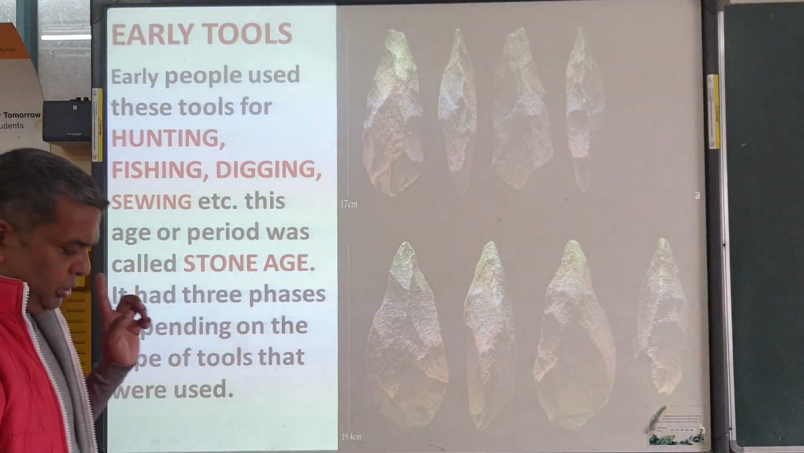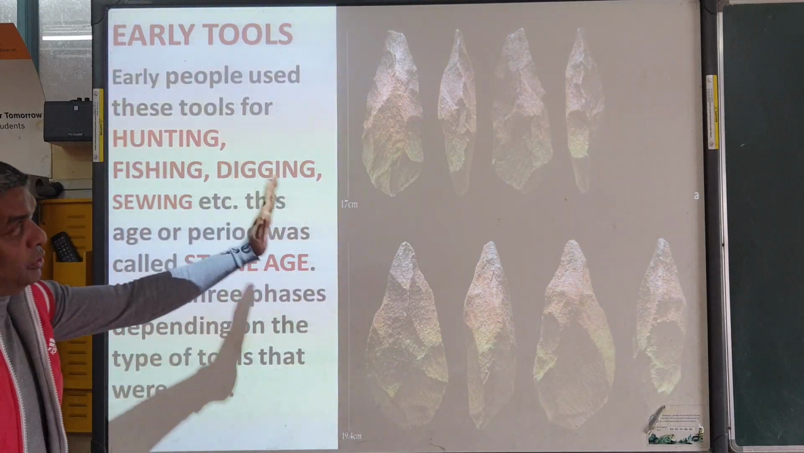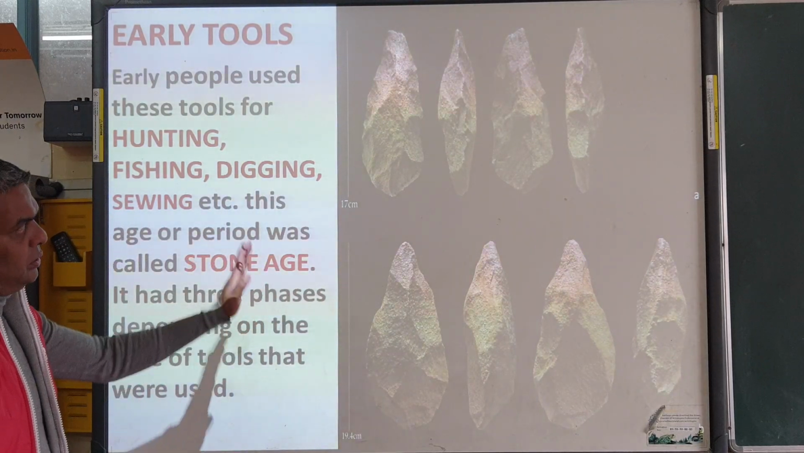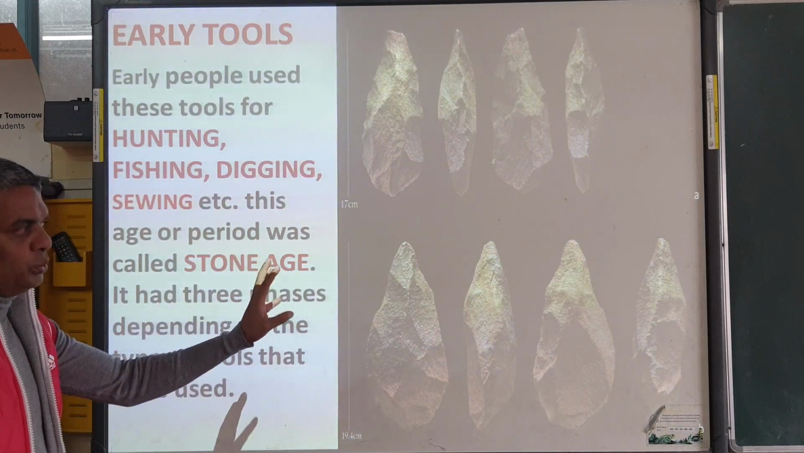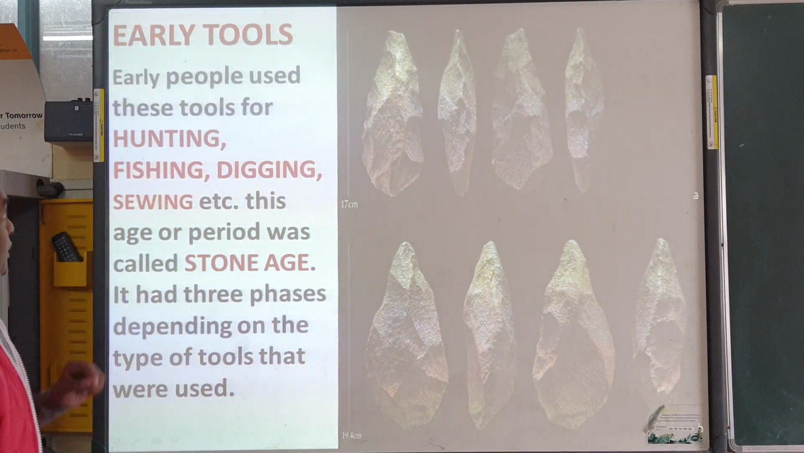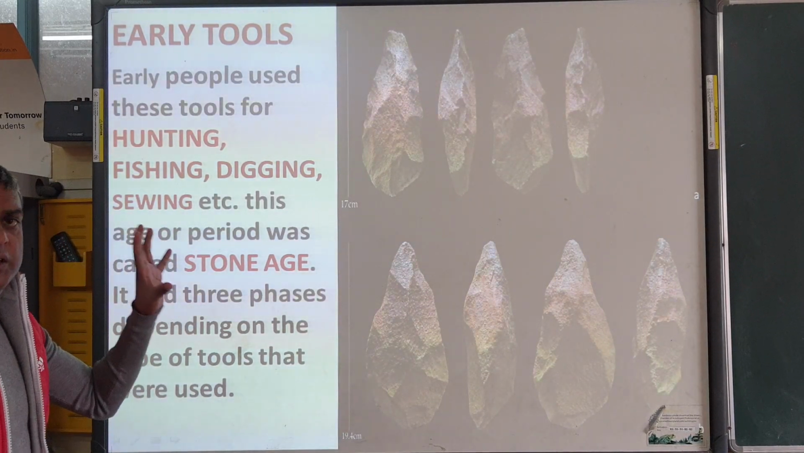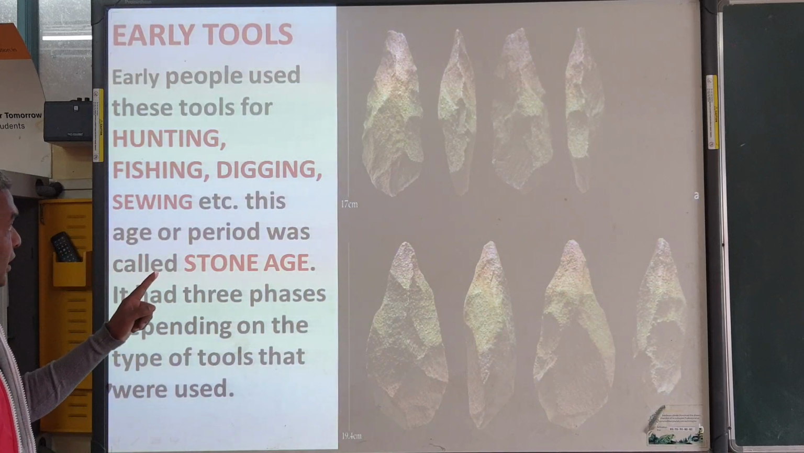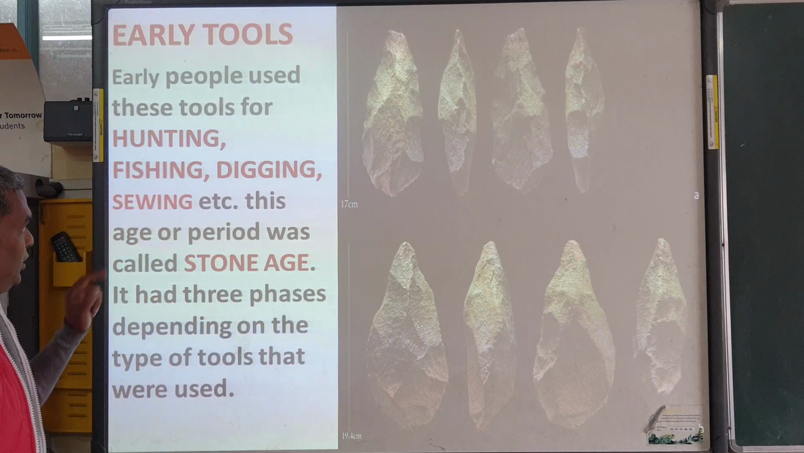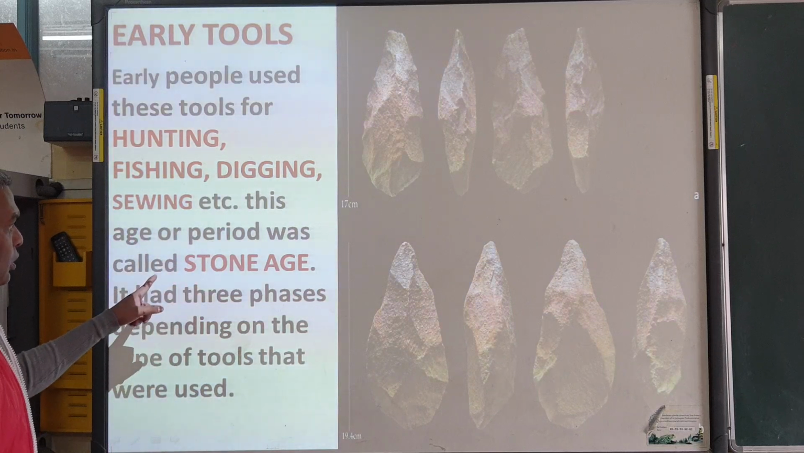Now, early tools. Early tools look something like this. You can see an image. Many different types of tools are there. These are the same tools that were found in the caves. Early people used these tools for hunting. So, what did they use these tools for? Hunting, fishing, digging, sewing, which means stitching the clothes, etc. This age or period was called Stone Age.